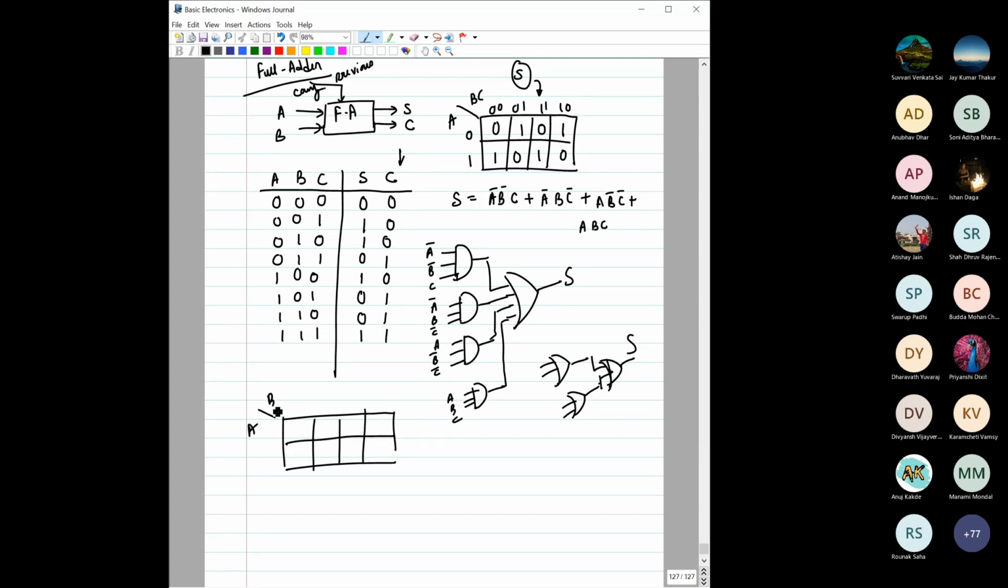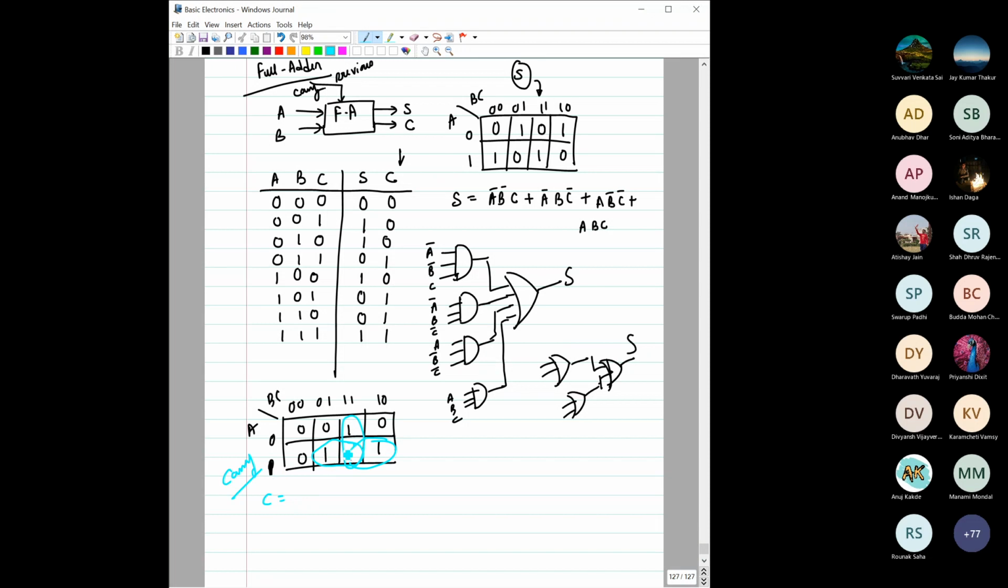So it is A, B, C. So here it is 0, 0, 0, 1, then here 0, 1, 1, 1, right? Yes, here we can do a couple of groupings. One group is like this, one is like this, the other one is like this, right? So this is for carry, right? So carry C can be written as this, okay, for this, right?